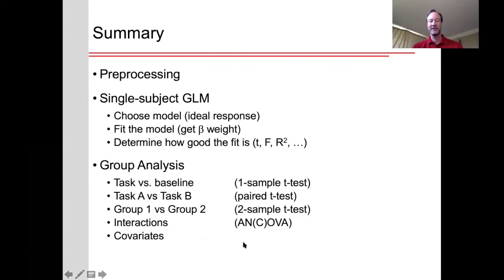So in summary, over this series of lectures on fMRI data analysis, I've shown you examples of the pre-processing steps that are involved, some examples of the single subject general linear model, where the steps are really to choose the model, fit the model, get the beta weight, and get some statistics from this, and then some examples from the group analyses.